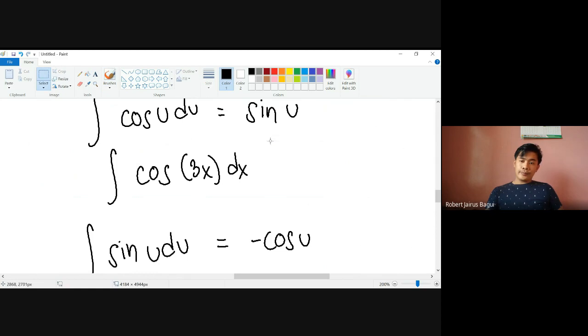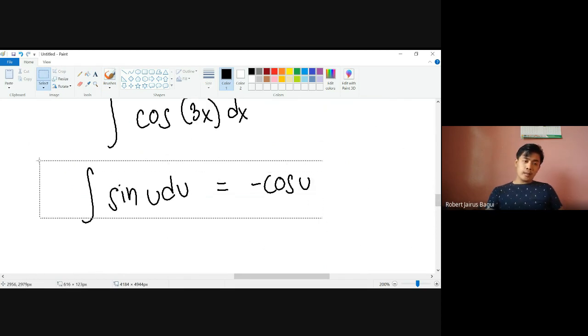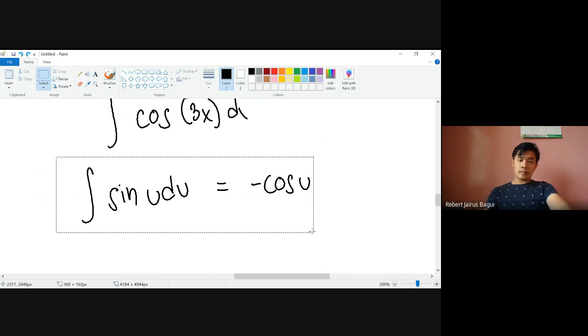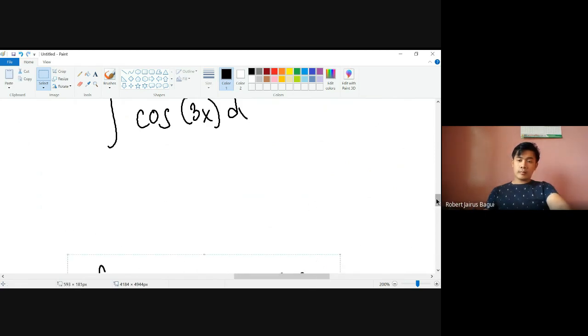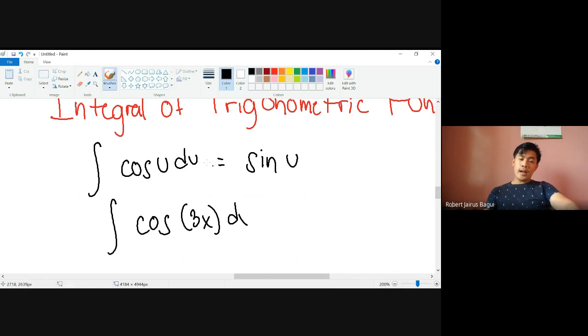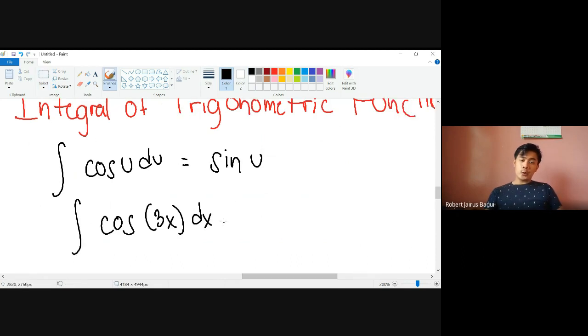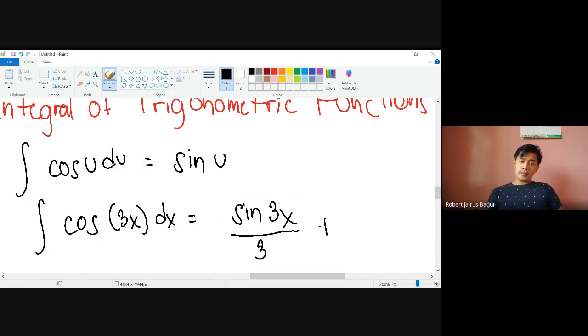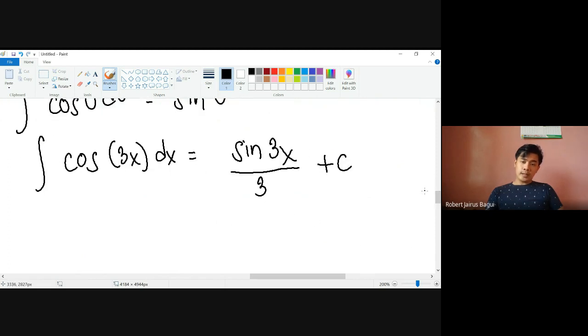So, not too complicated muna. Paano ba ang gagawin dyan? Parang hawig din nun sa e raised to u or e raised to x. Dito magiging sine, then 3x. Ngayon, as long as linear equation yung nasa loob, pwedeng ang agarang solution para dyan, over 3 lang. Plus c. Ganun lang siya kasimple. Positive since integration na ang ginawa natin.